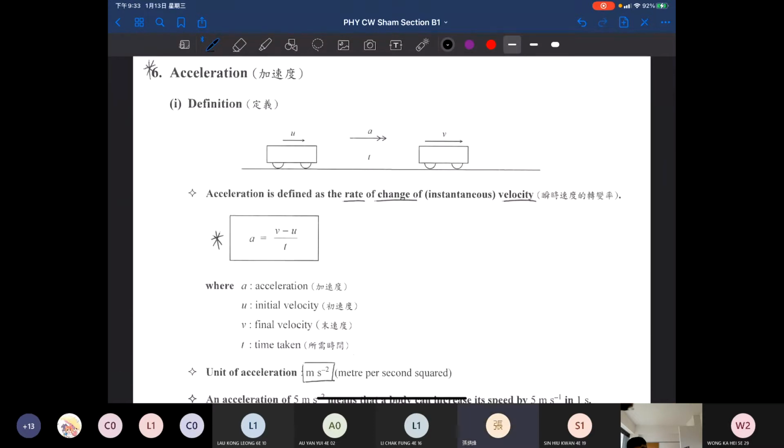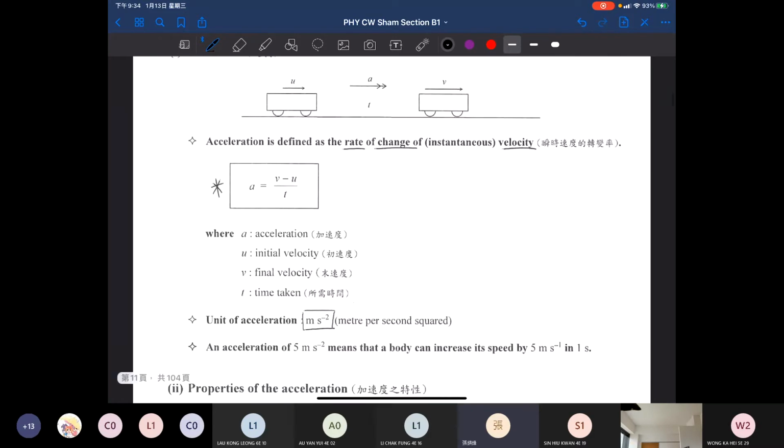After talking about velocity, speed and displacement, if the speed or the velocity is changing, then we have to measure the change of the velocity. Therefore, something new has been defined. Acceleration is the rate of change of velocity. Starting from here, you have to remember the difference between V and U in the equation. U means the initial velocity, and V means the final velocity. The change in velocity divided by the time taken is the acceleration.